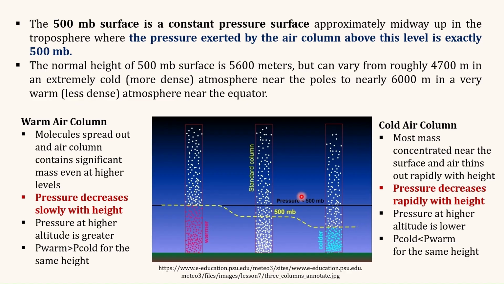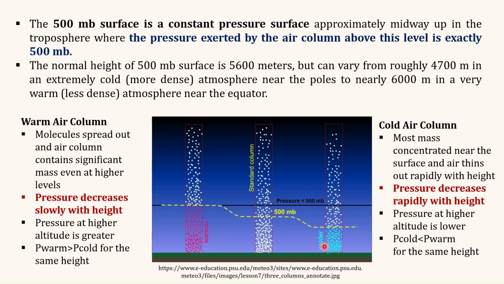In this image, three air columns are shown to explain the effect of temperature on the atmospheric pressure. In the center, we have a standard column which represents the atmosphere in the standard condition, meaning the temperature is about 15 degrees Celsius. So in the standard condition, this is the height for the 500 millibar surface. On the right hand side, we have a column where the temperature is much colder.